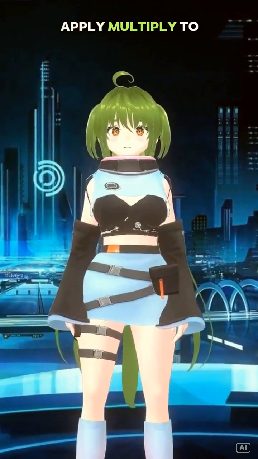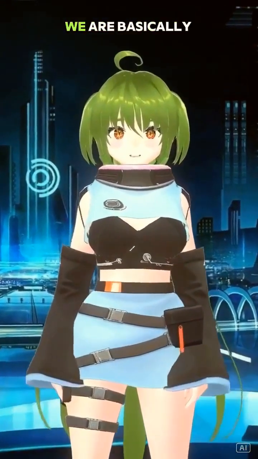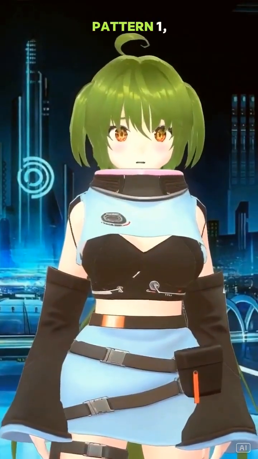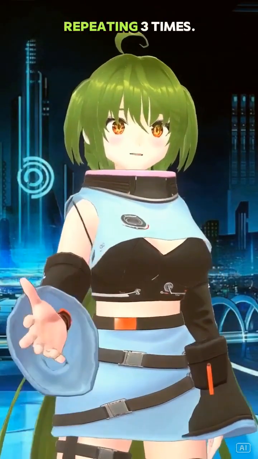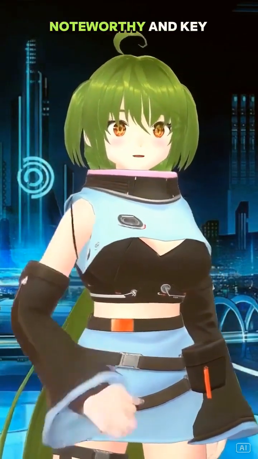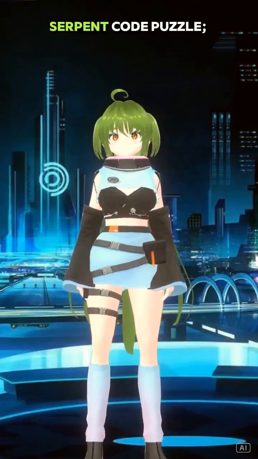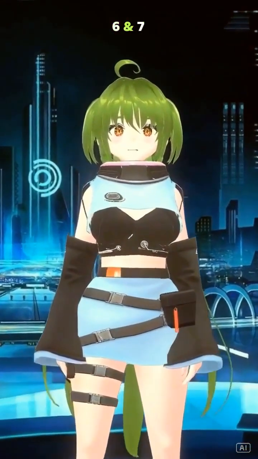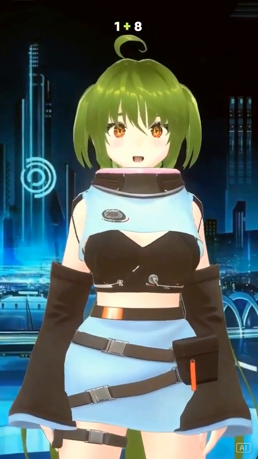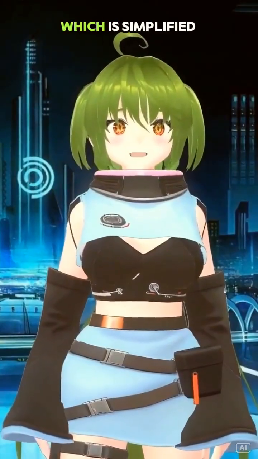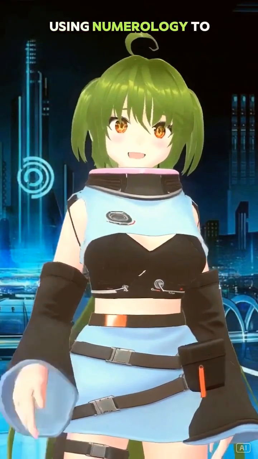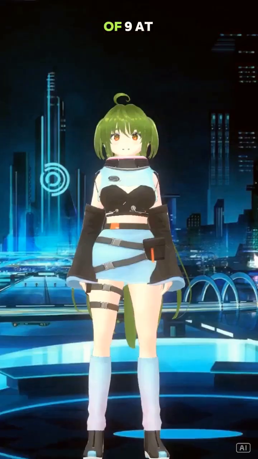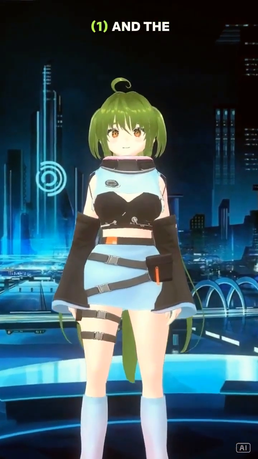Now when we apply multiply to the harmonic sequence, we are basically cubing each digit. And here we see the numerical pattern 1, 8, and 9 repeating 3 times. Some things that are noteworthy and key to solving the serpent code puzzle: the numbers 2, 3, 4, 5, 6, and 7 have been eliminated. 1 plus 8 is 9, and another 9 is 18, which is simplified using numerology to be 9. Therefore, the function of multiply implies the maximum potential of 9 at all times.